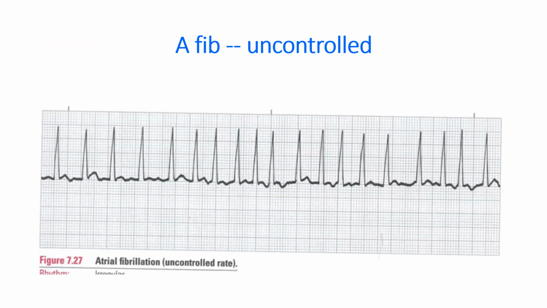If a patient has a heart rate greater than 100, we consider this A-fib to be uncontrolled tachycardia. It's irregular. Some providers may refer to this as atrial fib with RVR, meaning rapid ventricular response. Notice the hallmarks of A-fib, which are a wavy baseline and the irregularly irregular QRS rhythm.